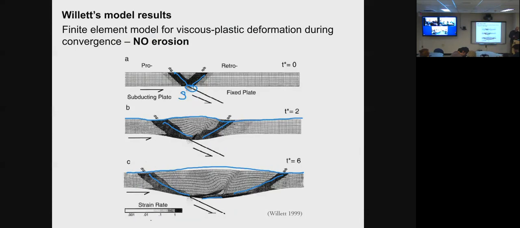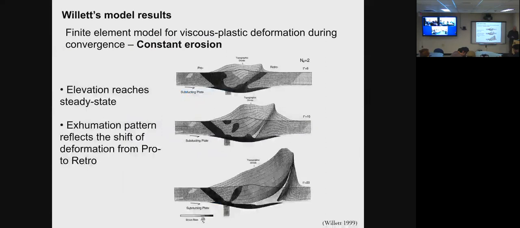Let's now look at the same system with constant erosion. So that's rain falling on our system in equal amounts. Erosion is constant throughout the system. So now there's topography there, that's the top of the surface there.